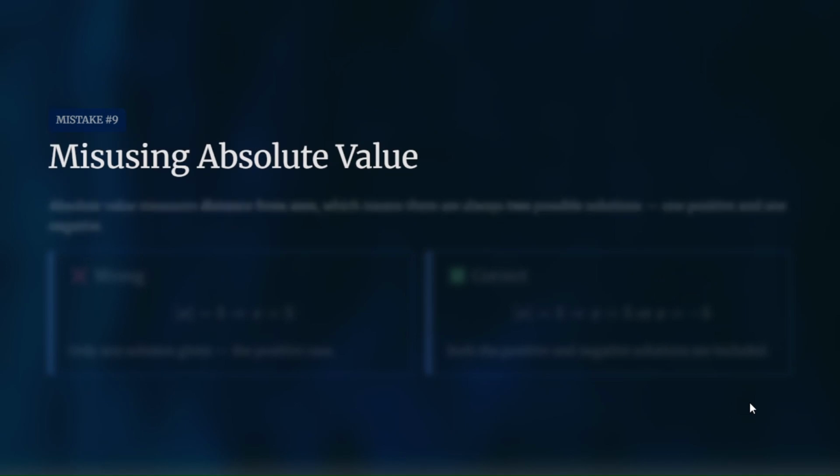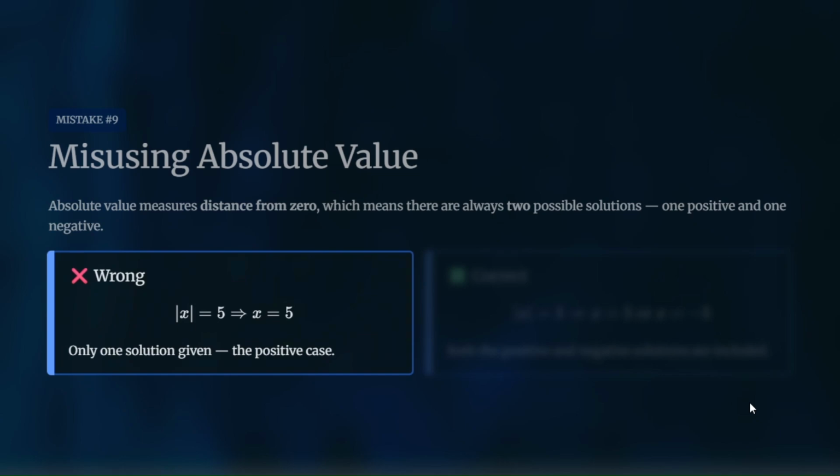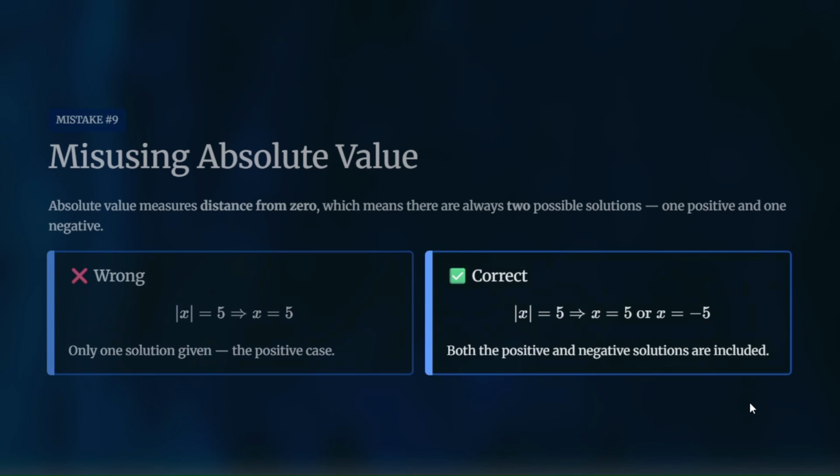Mistake number 9. Misusing absolute value. Absolute value measures distance from 0, which means there are always two possible solutions, one positive and one negative. So if the absolute value of x is 5, x is equal to 5, yes, but that's only one solution, the positive case. Both the positive and negative solutions should be included. So x could be equal to 5 or x could be equal to -5. So always write both solutions of absolute value.